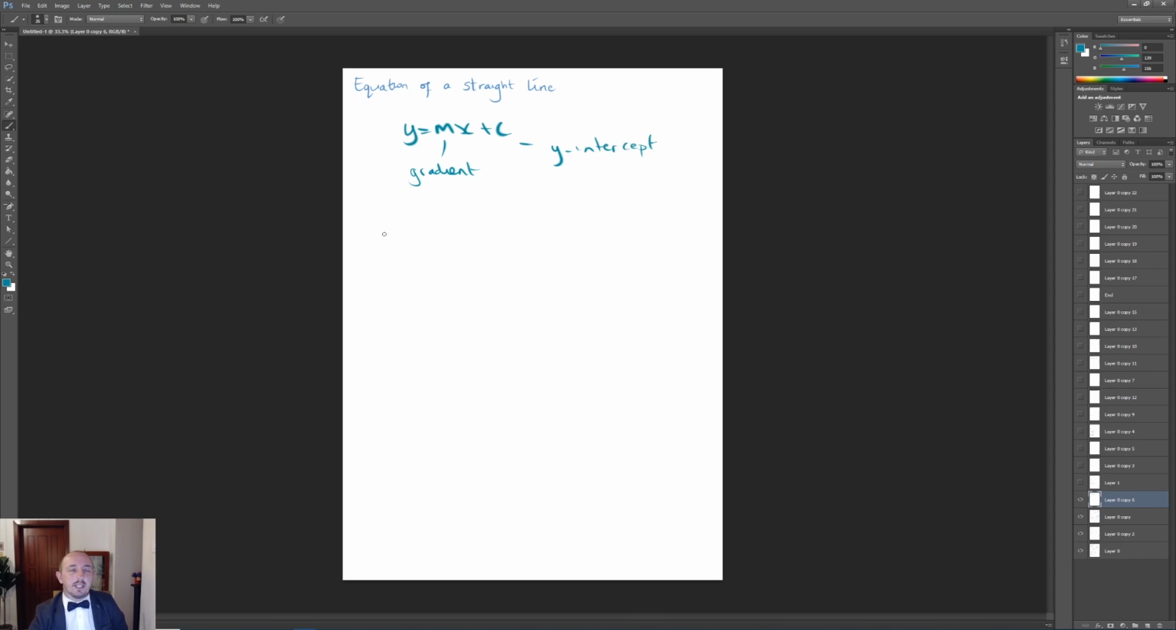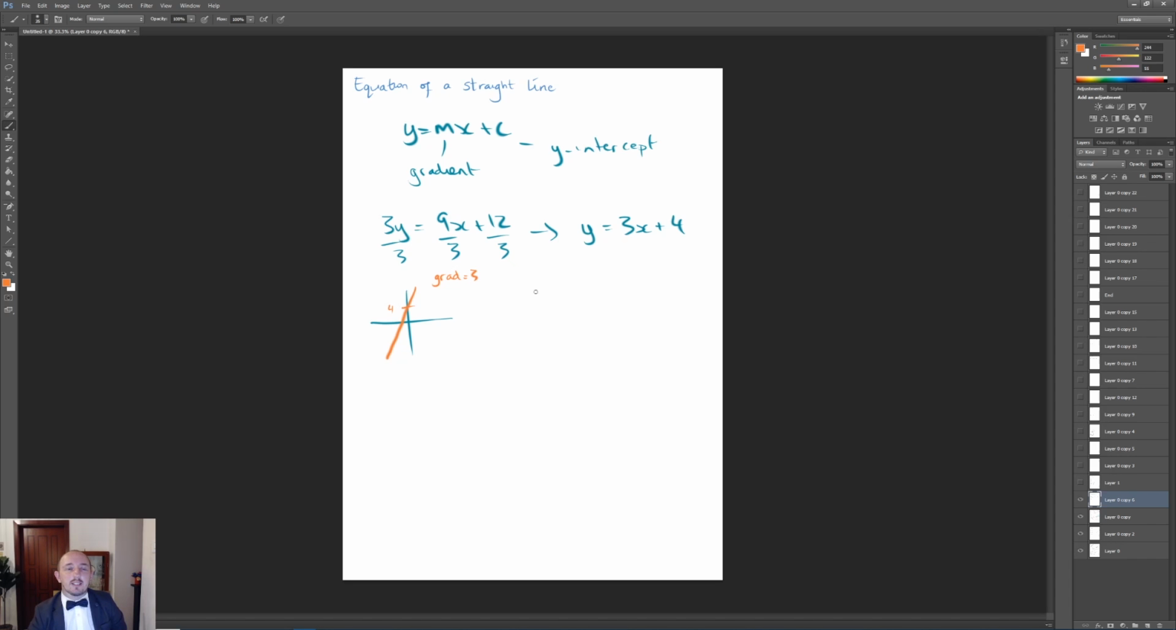Okay, so the y-intercept is the number that's left over from the x. So if we have an equation like 3y equals 9x plus 12, then we have to divide everything by 3 to try and get it in the form of y equals mx plus c. So we get y equals 3x plus 4. In this case, the gradient would be 3 and the y-intercept would be 4. So we can sketch this line, and that would go through plus 4 and have a gradient of 3.